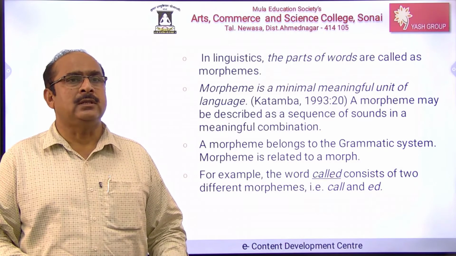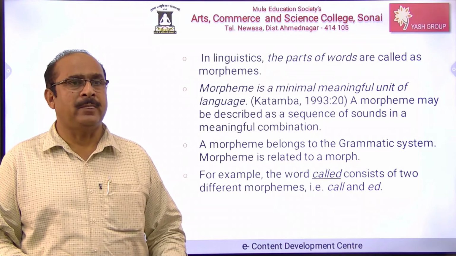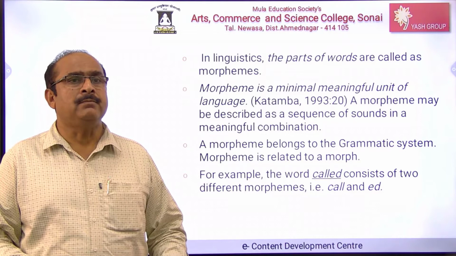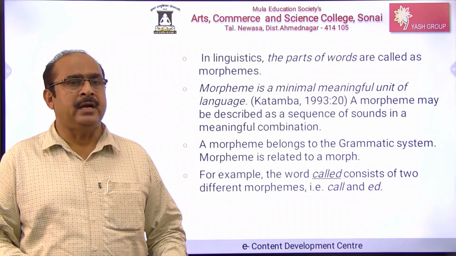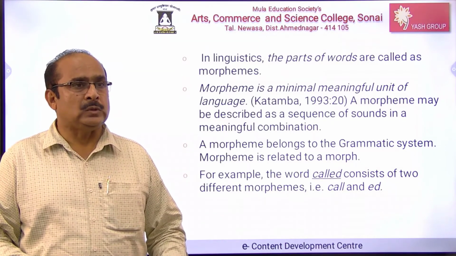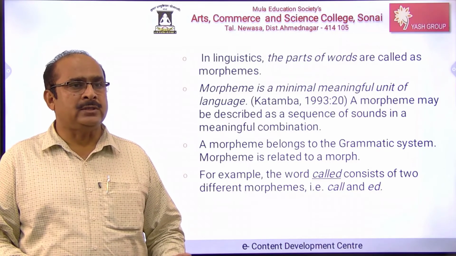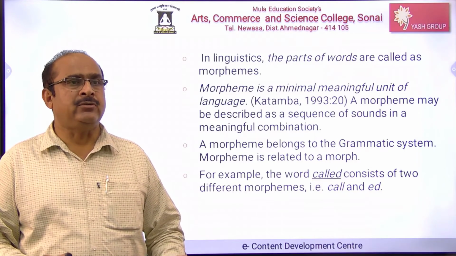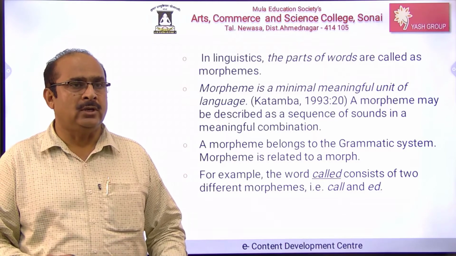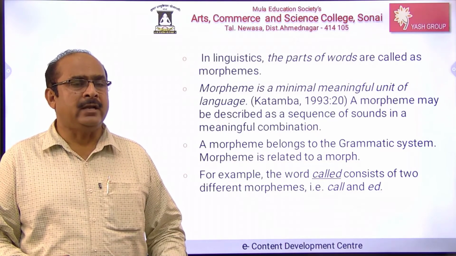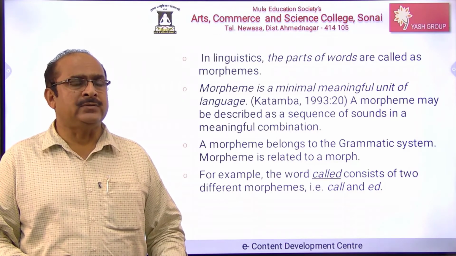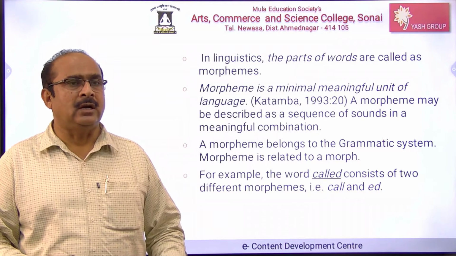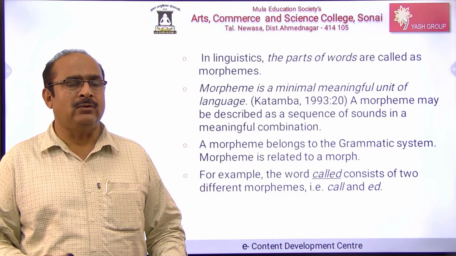In linguistics, the parts of words are called morphemes. Morpheme is a minimal, meaningful unit of language. A morpheme may be described as a sequence of sounds in a meaningful combination. So, morpheme is the smallest distinctive linguistic unit of meaning of words. For example, if we take a word like unfaithful, here this word is made up of three parts: un, faith, and full.